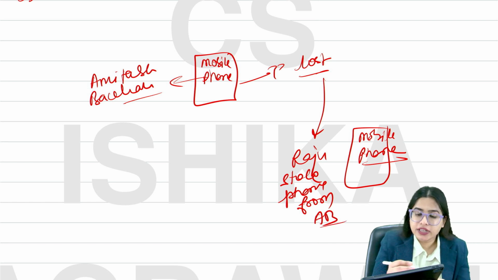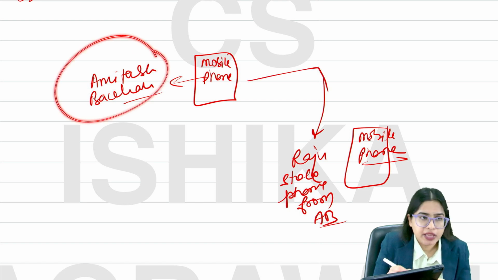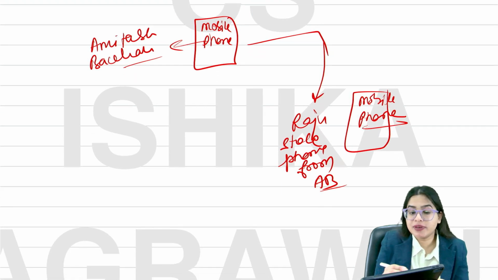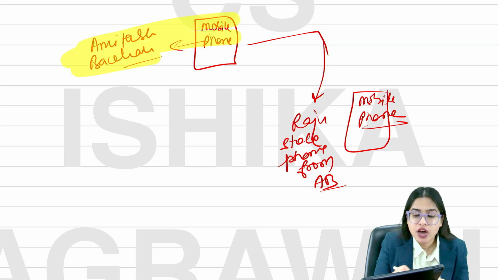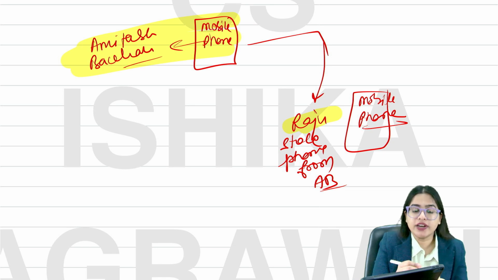Now please understand what happened. Amitabh Bachchan has a mobile phone. Raju stole that phone from Amitabh Bachchan. Please tell me who's the owner of this mobile phone? Amitabh Bachchan is the owner of the mobile phone. Raju is not the owner of the phone, he stole it. Now what happened?